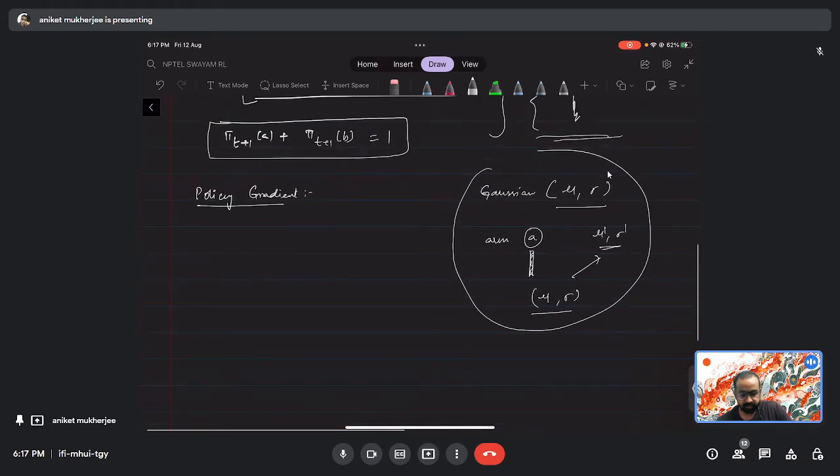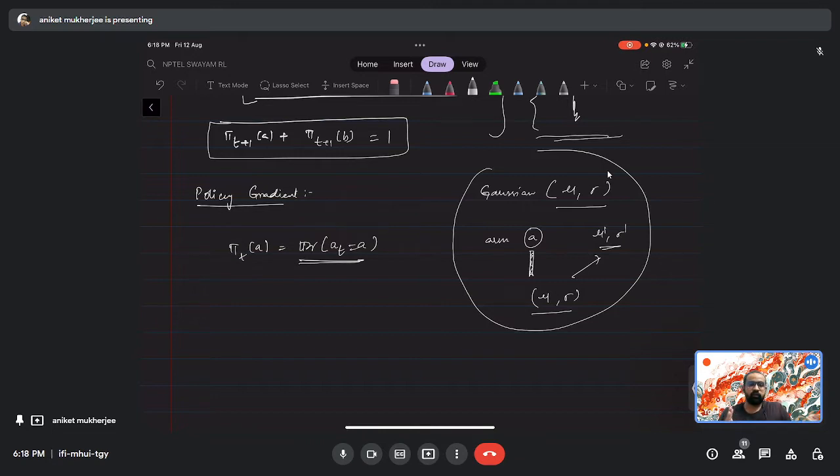Now in policy gradient, what you do is, since you have pi t of A, which is actually the probability of you picking the arm, you now have a probability distribution. This probability distribution could be anything. If you had discrete arms, it will not be Gaussian, it will be some distribution. So you'll have some PMF associated with all the arms.